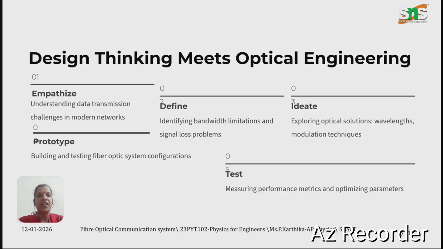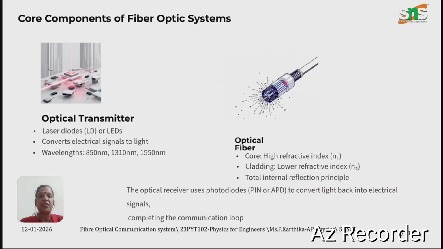Here we can see design thinking meets optical engineering. We have seen the 5 stages. That is empathize, understanding data transmission challenges in modern networks. Define, identifying bandwidth limitations and signal loss problems. Ideate, exploring optical solutions such as wavelengths and modulation techniques. Then prototype, building and testing fiber optic system configurations, and then test, where we measure the performance metrics and optimize parameters.